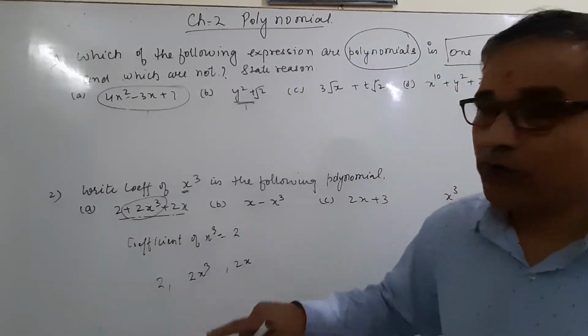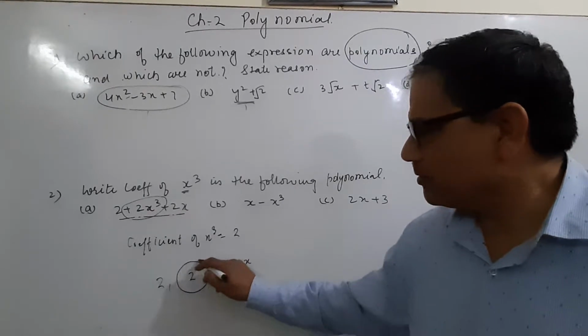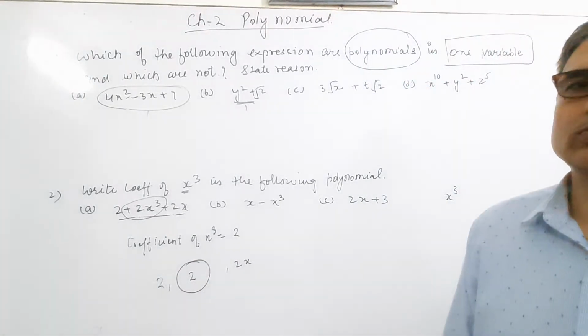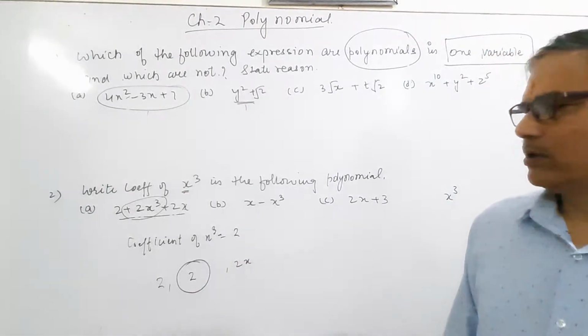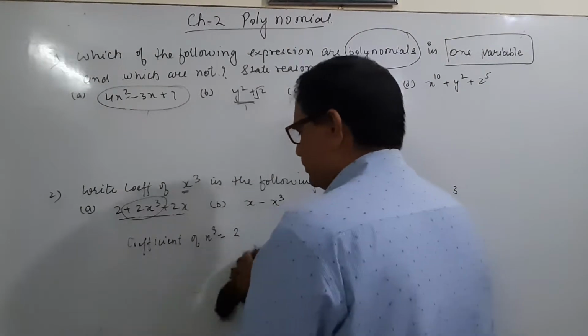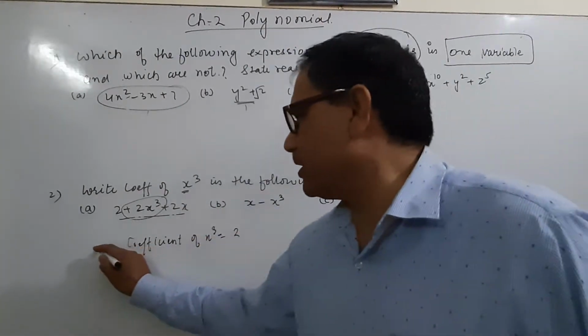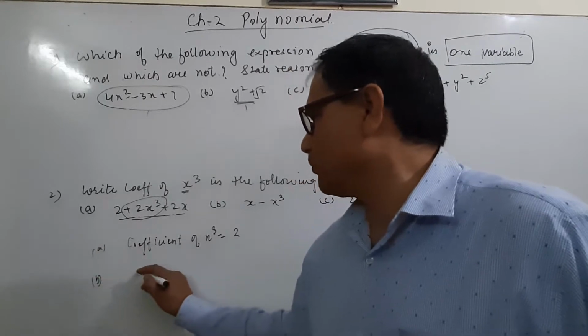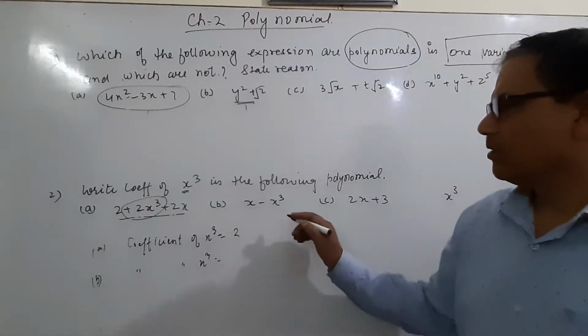And what coefficient do we have to find out? Coefficient of x cube. Remove x cube, then what is left here? 2. So that means the coefficient of x cube is 2. In the first part, the coefficient of x cube is 2. And this is the B part, the coefficient of x cube in the second part.